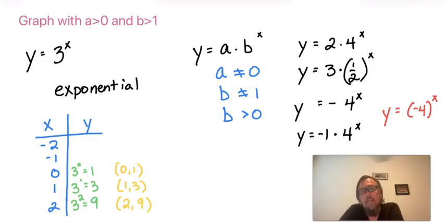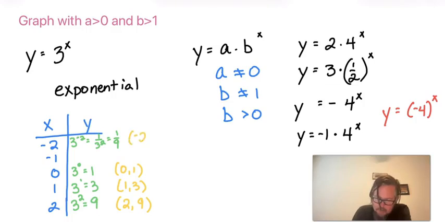The negative x's are going to give us, of course, a negative exponent, and we've learned how to deal with those previously. 3 to the -2 power is the same thing as 1 over 3 to the +2 power, which is 1/9. So this coordinate would be -2, 1/9. And then something similar with the -1 exponent. It would be 3 to the -1st power, which is 1 over 3 to the +1st power, which is 1/3. So this coordinate is going to be -1, 1/3.